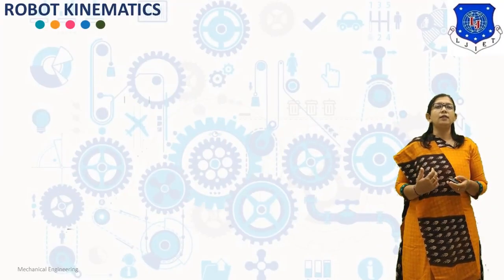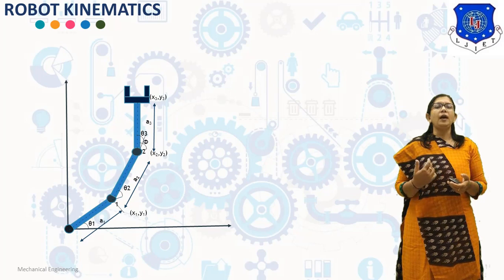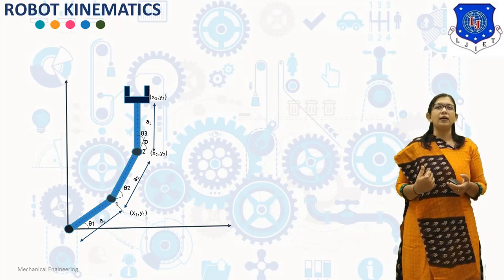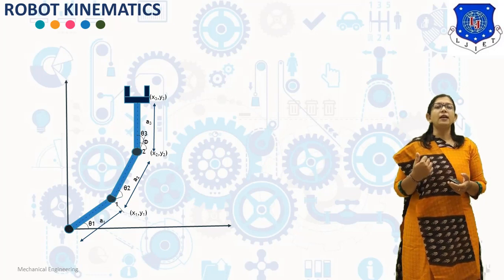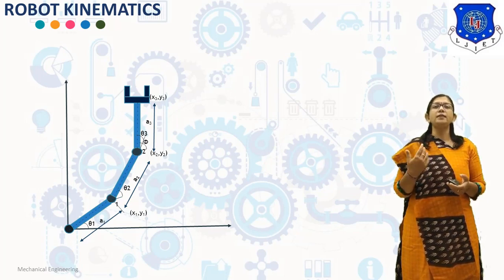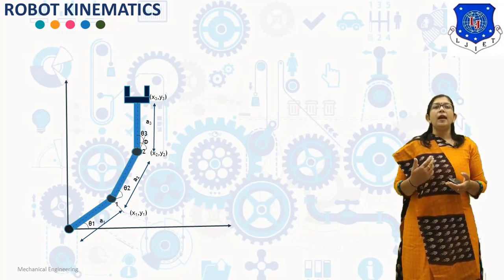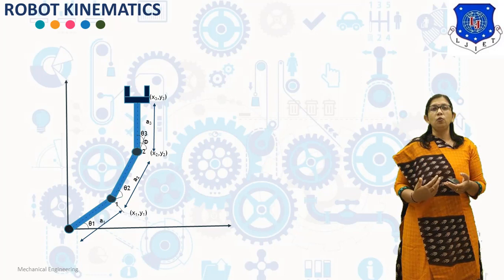Now here consider a robotic arm having three joints 1, 2 and 3 as you can see in the diagram. End effector is connected at joint 3. Length of link 1 is A1, link 2 is A2 and link 3 is A3. Angle of link 1 with horizontal is theta 1. Angle between link 1 and 2 is theta 2 and angle between link 2 and 3 is theta 3.